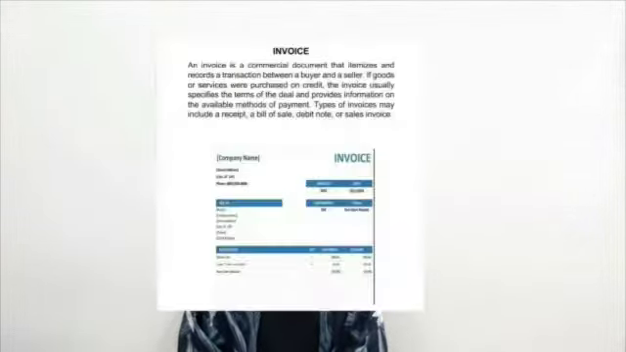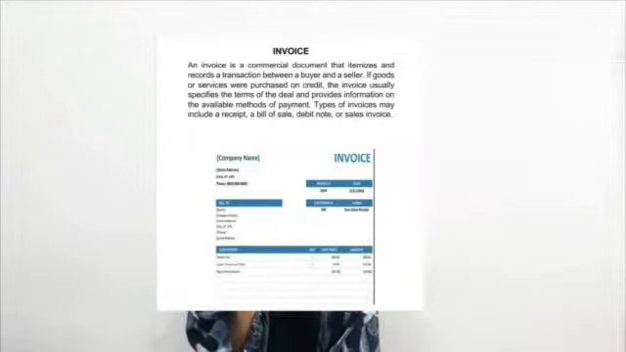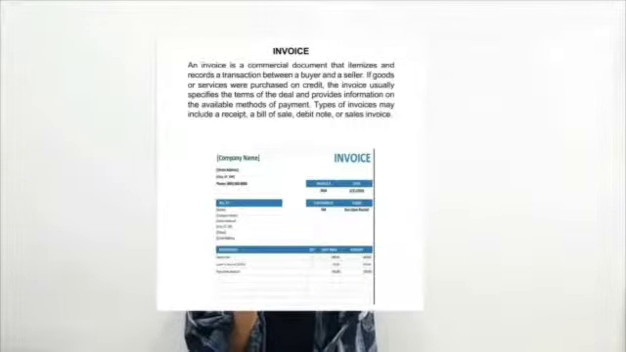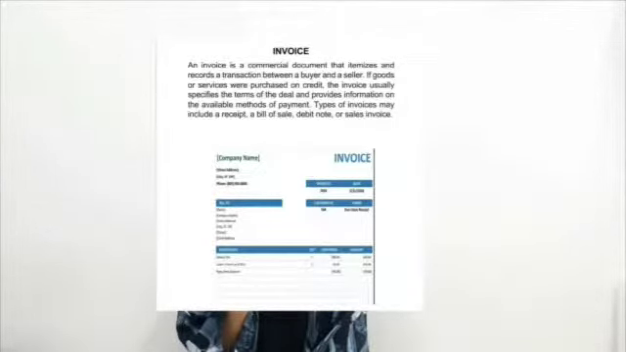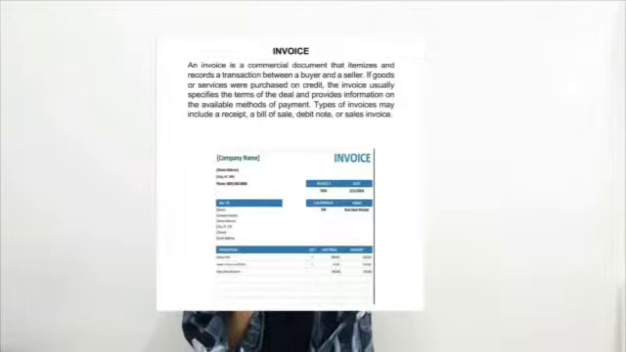The third one is invoice. What is invoice? Invoice is a commercial document that intimates and records a transaction between a buyer and a seller. If goods or service were purchased on credit, the invoice usually specifies the terms of the deal and provides information on the available methods of payment. Types of invoice may include a receipt, a bill of sale, debit note, or sales invoice.